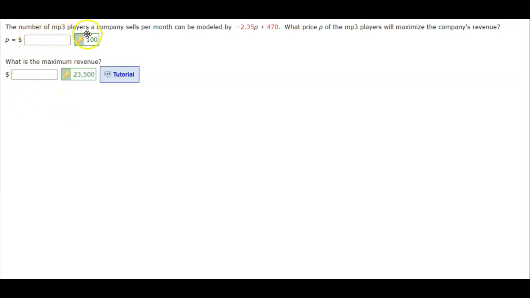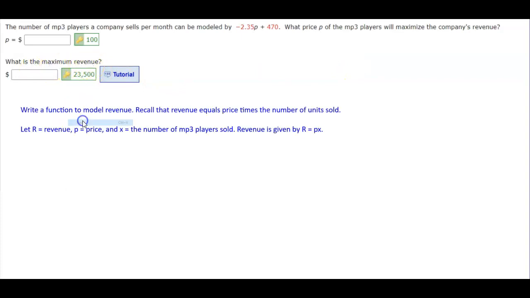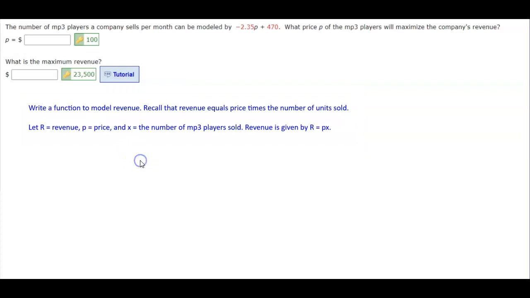The number of MP3 players a company sells per month can be modeled by negative 2.35p plus 470. What price P of the MP3 players will maximize the company's revenue? And then what is the maximum revenue? So the first thing we need to do is create a revenue function. And that revenue function is the following.